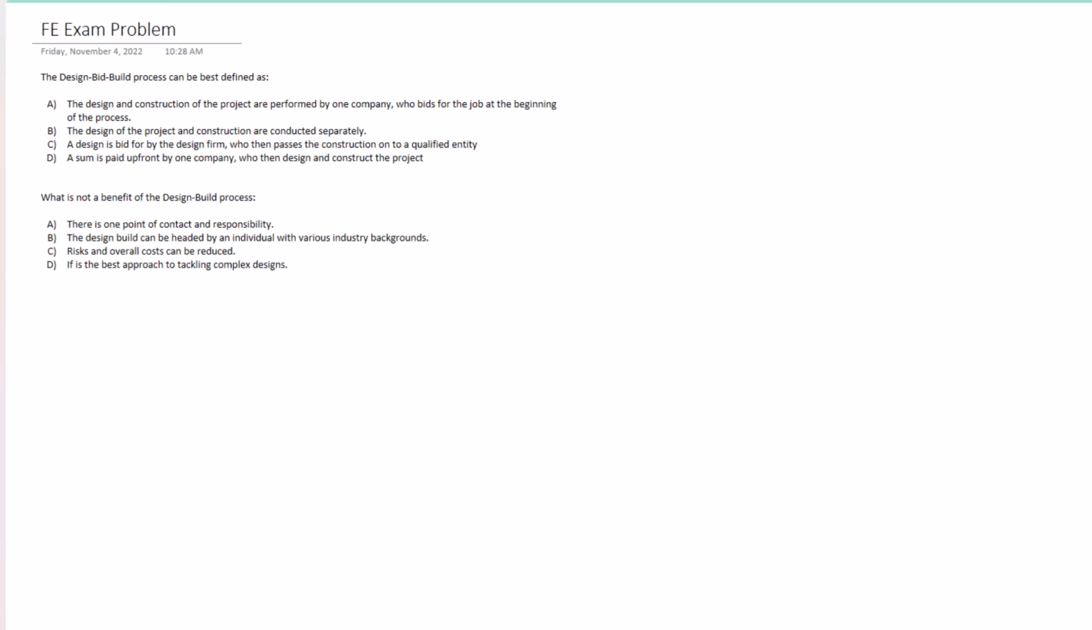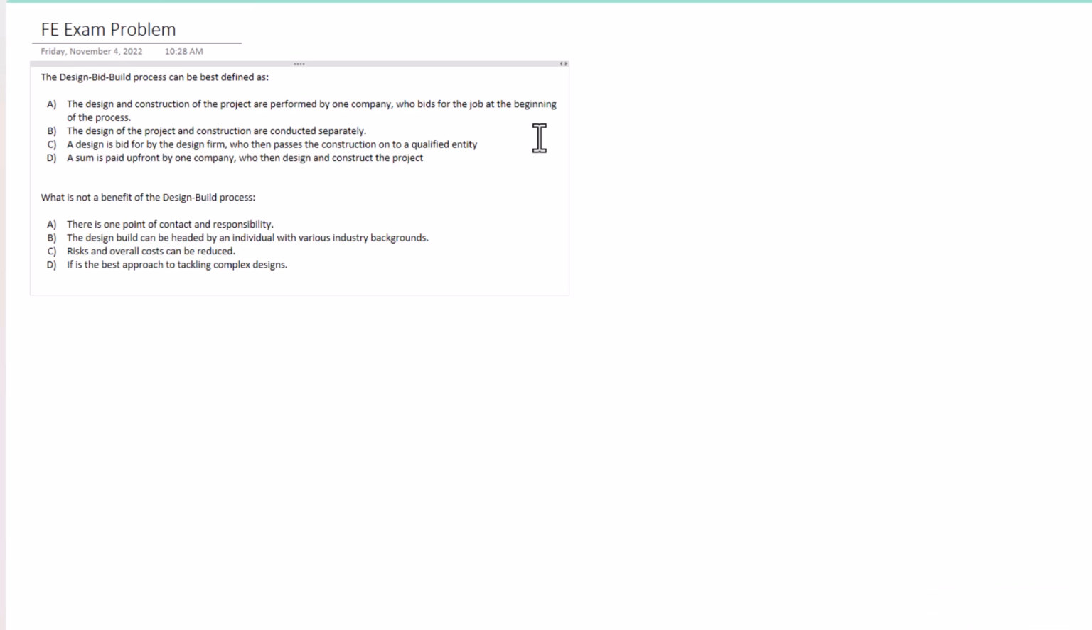Well, some of these have some similarities in them. We need to think about the design bid build process and its development to understand what the solution could be. So if you're not familiar with the design bid build process, what it's doing is it's outlining a way for one company to conduct more of the design aspect and another company to then perform that build aspect, allowing for more diversity of specialization amongst that project.